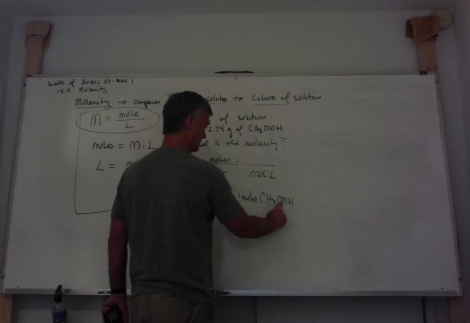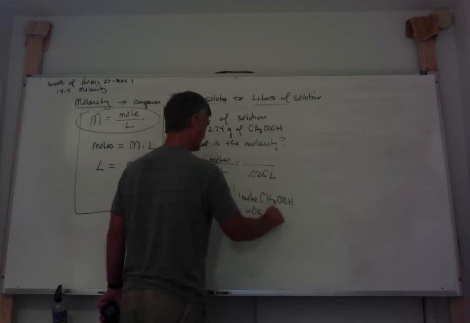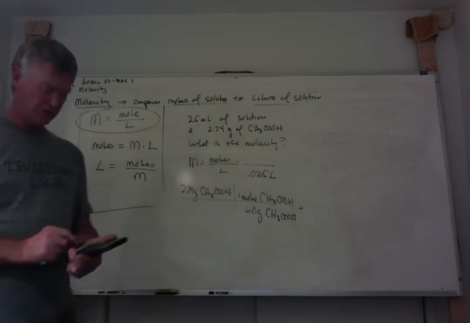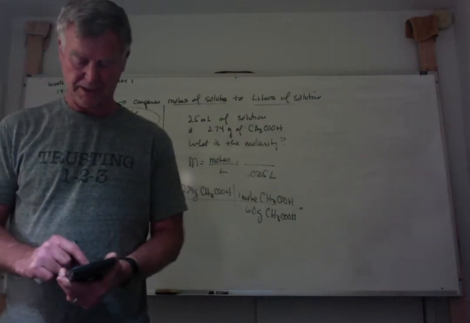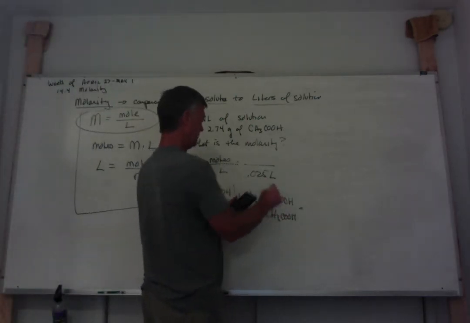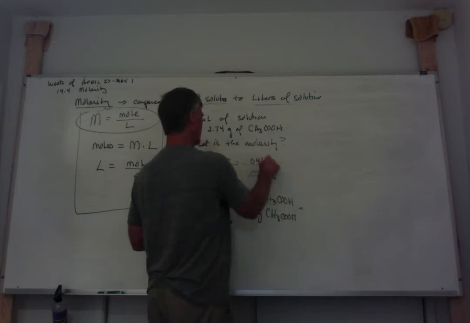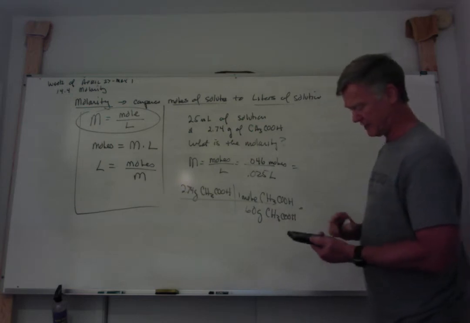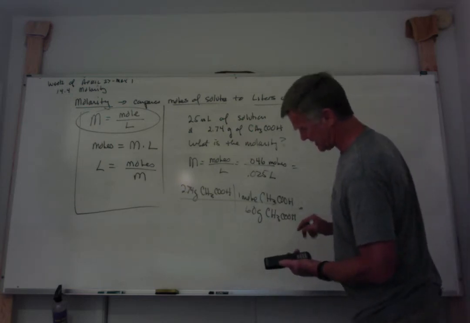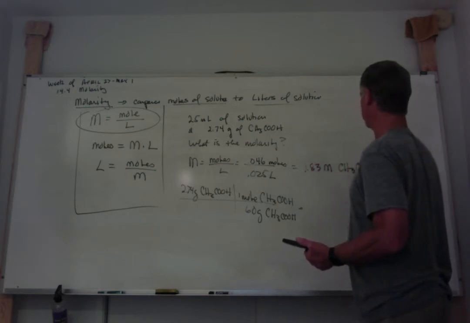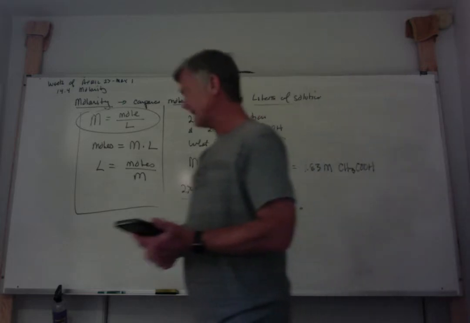Actually, I meant to do it this way. It's 60 grams of CH3COOH. And so that's going to be 2.74 divided by 60, and that is 0.046 moles. And then we would divide that by 0.025, and we would get a 1.83 molar solution of CH3COOH. All right, so that's pretty straightforward.